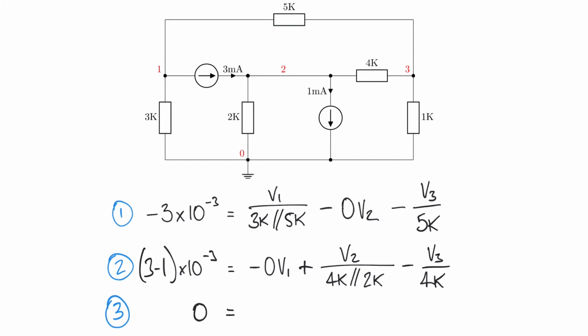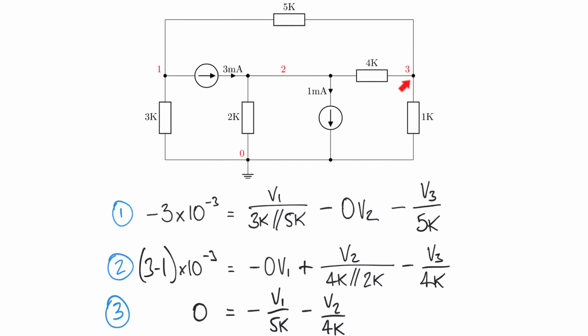Is there anything that takes us from node 3 all the way to node 1? Yes, we can go via this 5K resistor, and so again it's subtractive, we're going to another node, so we're subtracting V1 over 5K. Is there anything that takes us from node 3 to node 2? Yes, we can go via this 4K resistor, so we're subtracting V2 over 4K. And finally, node 3, well, we're at node 3 for this equation.